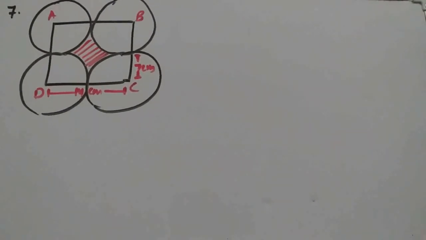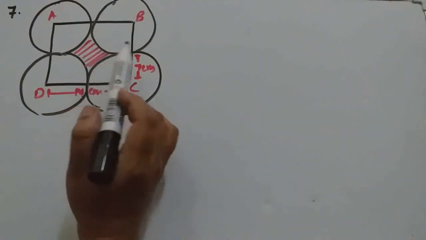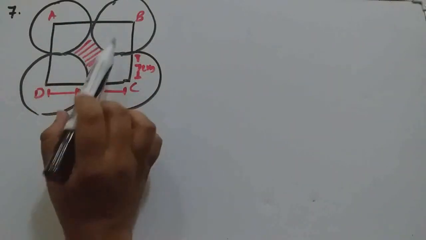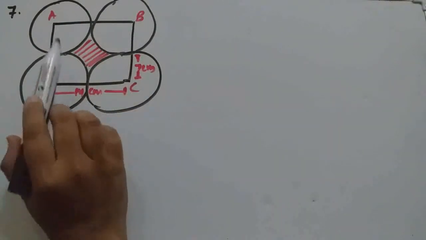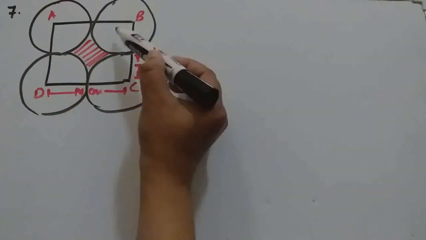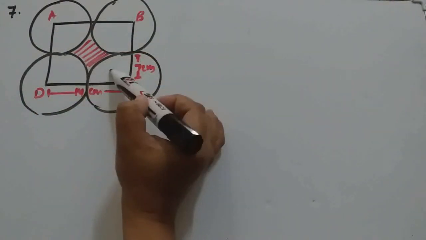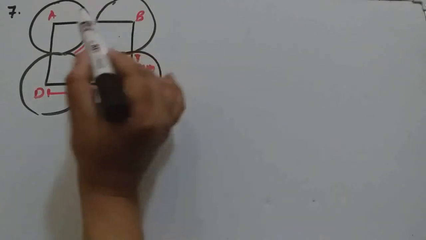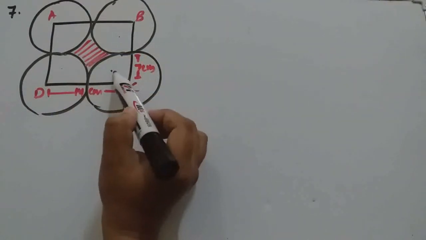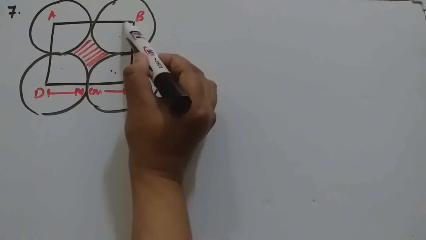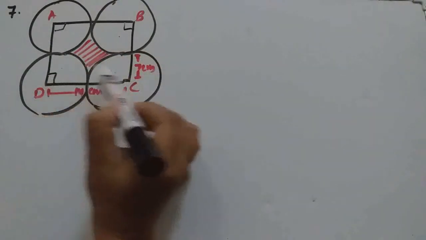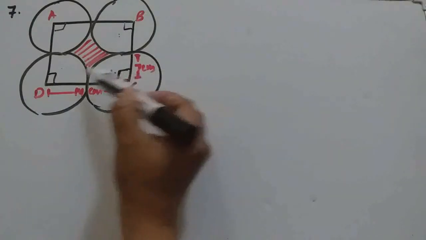In question number 7, see, ABCD is a square given and with center A, B, C and D. These are the centers of the 4 circles. So we have to find the area of this shaded region. So see what we can do, from the area of square we can subtract area of these 4 sectors. Okay, but if you observe, these 4 sectors are quadrants of the circle. Since it is a square, this angle will be 90. That means these 4 sectors are nothing but quadrants of the circle.